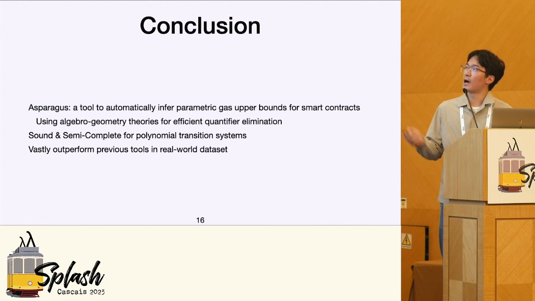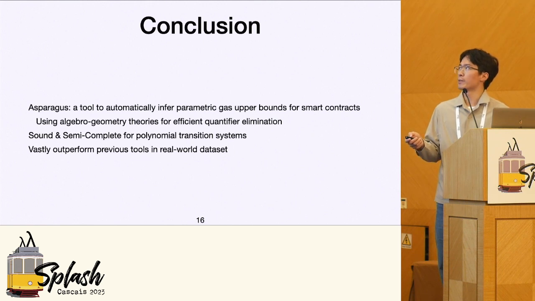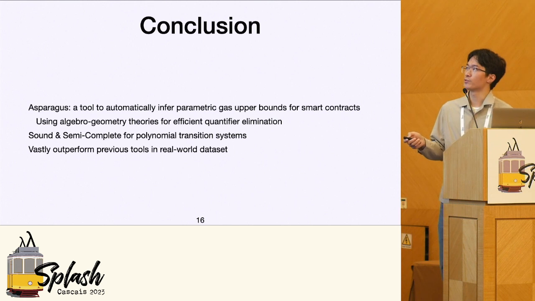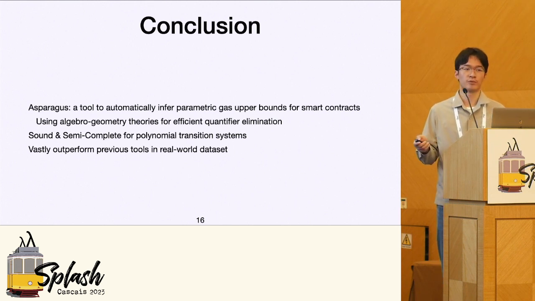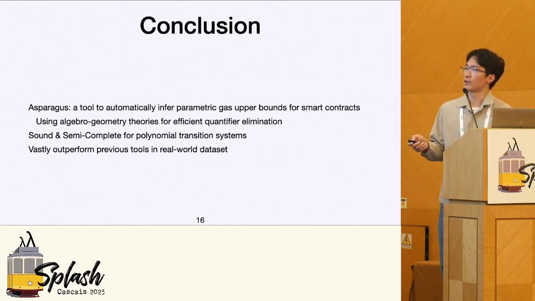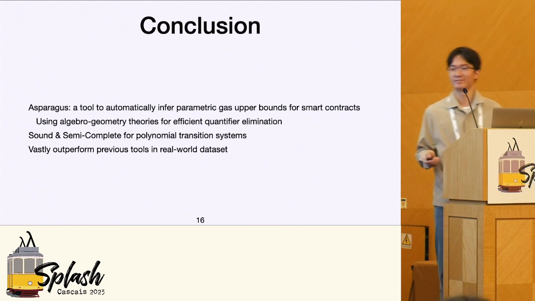So that's it. In conclusion, we propose Asparagus, a tool to automatically infer parametric gas bounds for smart contracts, and we use algebraic geometry theories for efficient quantifier elimination that is not done before, and it's sound and complete for polynomial transition systems. And in experiments, we vastly outperform previous tools. So thank you for your attention, and I'm happy to answer any questions.